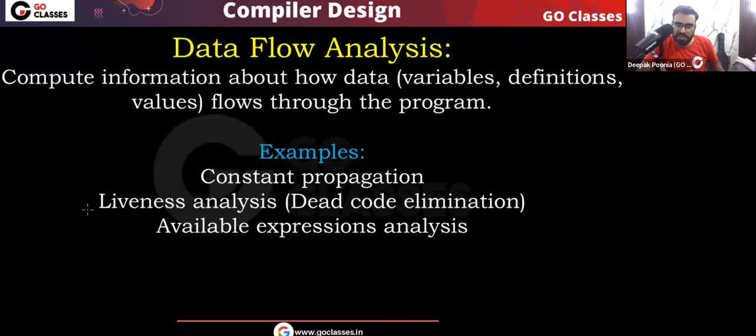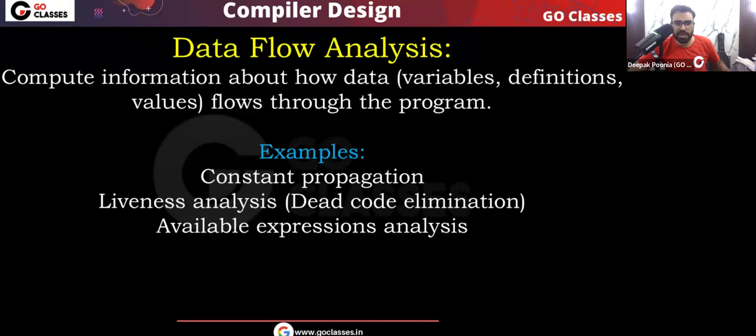In the liveness analysis, we focus on which variables are live and which variables are dead at any program point, at any statement. In the available expression analysis, we focus on which expressions are available at any program point, at any statement. So you can see that in these analyses, we worry about the data basically. We compute the information about how data is flowing through the program.